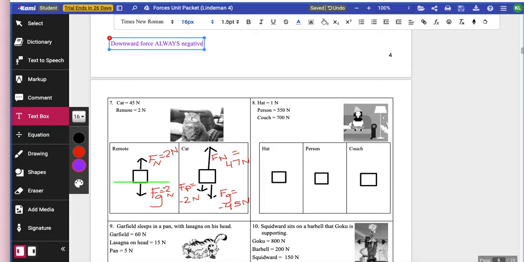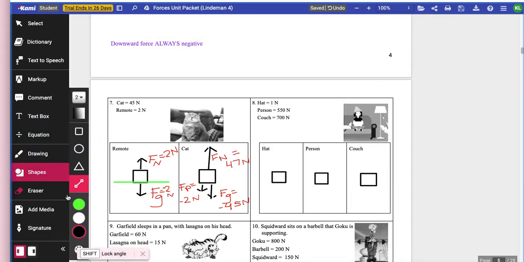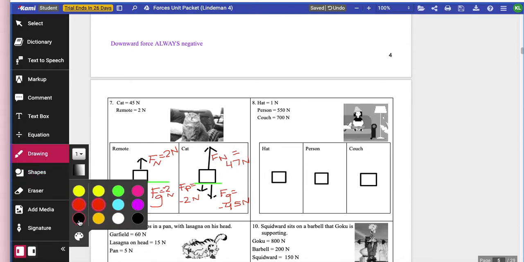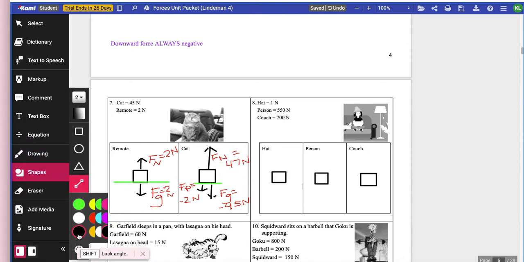Oops, and I forgot to draw a line for the surface that this is resting on, just to show that. For this next one, we start off with the object on top, which is this hat. The hat weighs 1 Newton. The hat is resting on a surface.